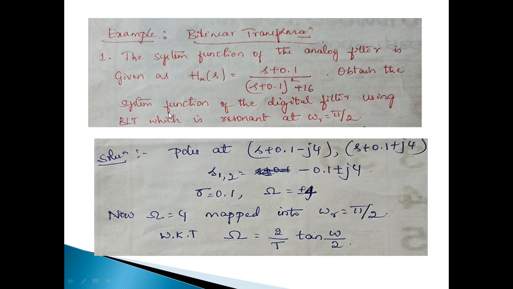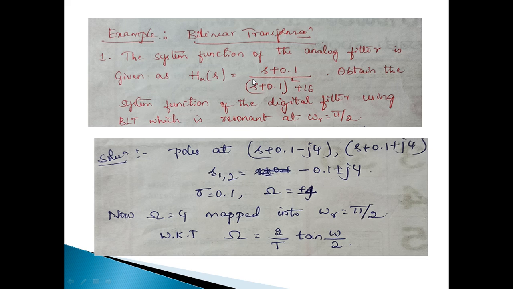This is the problem statement. The system function of the analog filter is given as HA of S, the transfer function, which is equal to S plus 0.1 divided by (S plus 0.1) whole square plus 16. Obtain the system function of the digital filter using the bilinear transformation technique, BLT, which is resonant at omega r equal to pi by 2. So let's see the solution.